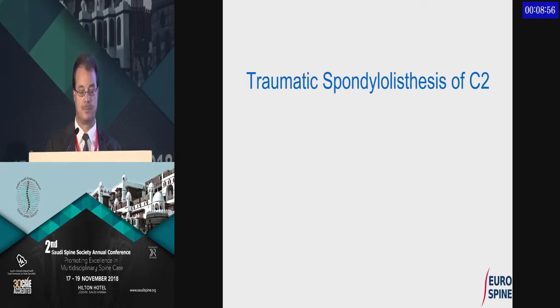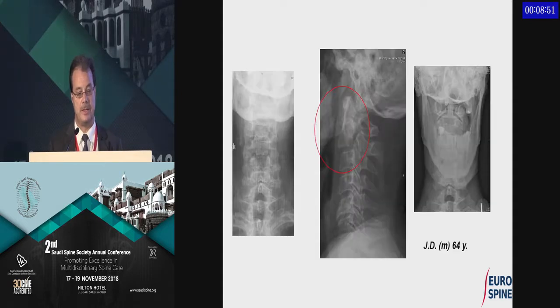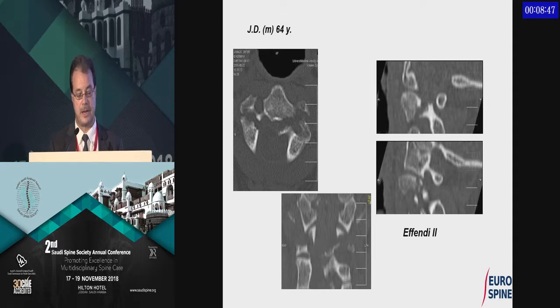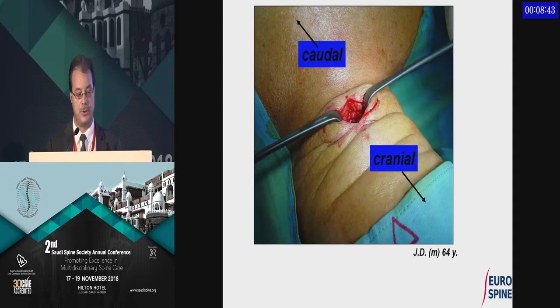C1 and C2. Let's go to another topic, that is the traumatic spondylolisthesis. That's just a case in a 64-year-old. CT scan preoperatively. If you classify it, it will be an Effendi 2. And this can be done very nicely in a minimally invasive procedure.